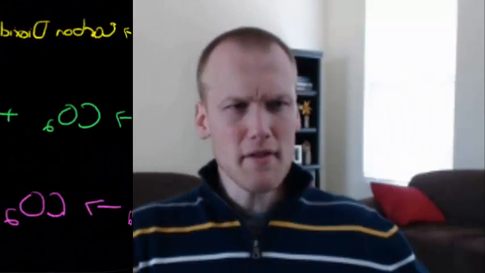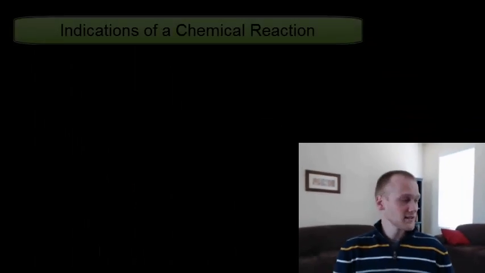Okay. The other thing we need to talk about when thinking about chemical reactions is the different ways we can identify that a chemical reaction is taking place. There are 4 that I want you to know. Some of them pretty much indicate a chemical reaction all the time. Some of them might indicate a chemical reaction, but not necessarily.